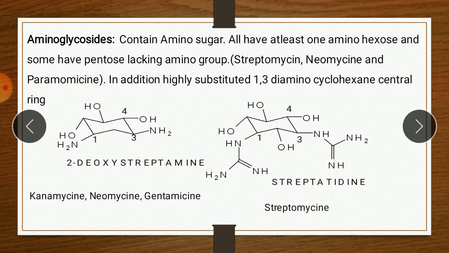Among aminoglycosides, streptomycin is the first aminoglycoside, from the genus Streptomyces, among many antibiotics isolated from this genus. Several compounds are closely related to the structure of streptomycin. Six of them are Kanamycin, Neomycin, Paromomycin, Gentamicin, Netilmicin, and Amikacin. These are the examples of important aminoglycosides.